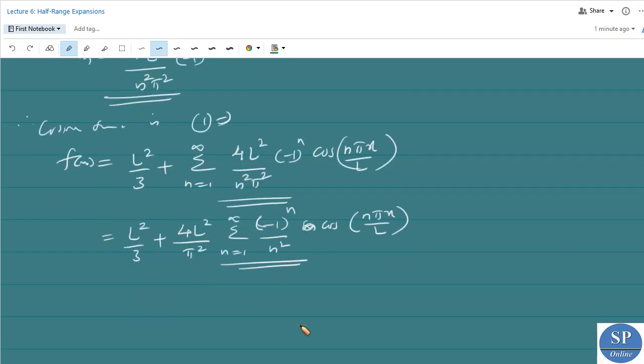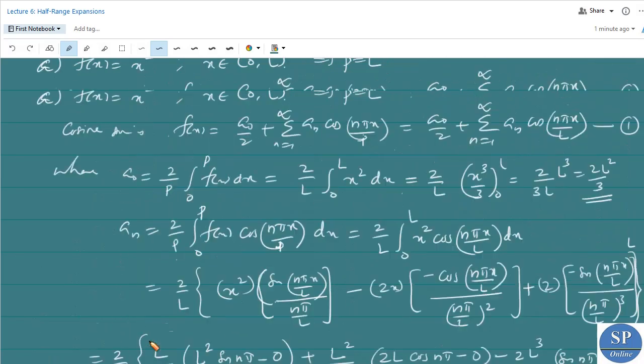Now to find the sine series, we know the sine series is f of x equal to summation n from 1 to infinity bn sin n pi x by L here, because p equal to L. So for this we need to find bn.